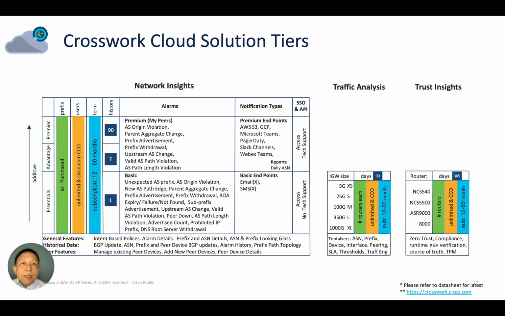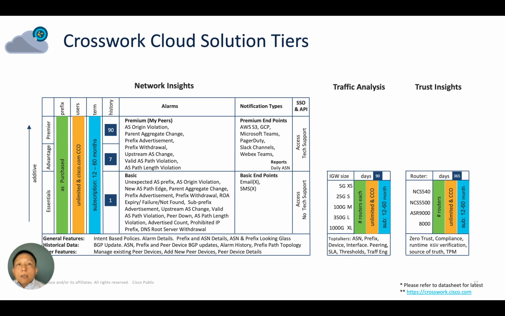Okay, great. Let's summarize a little bit on Crosswork Cloud. How is that configured, right? If you look at this slide, everything is additive going upwards. On the left-hand side, you have network insights, and then traffic analysis and trust insights. Those are much easier to configure, but we're going to talk about network insights first. In network insights, we have three tiers: the essentials tier, the advantage, and the premier tier.